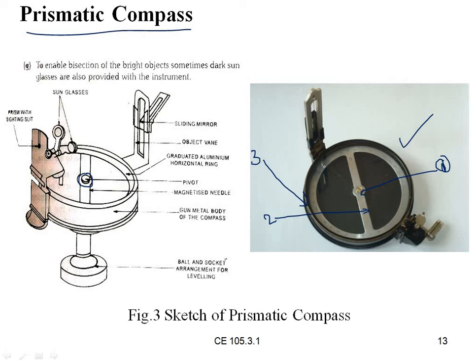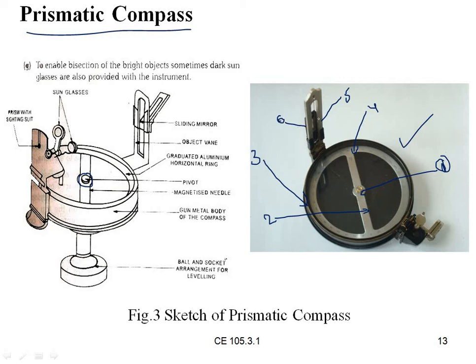And the next one is the graduated aluminum horizontal ring, number 4. And here you can see the object vane, this is called number 5. Number 5 is the object vane. And the next one is the sliding mirror. Here you can see the back one. The back one, number 6, is called the sliding mirror.